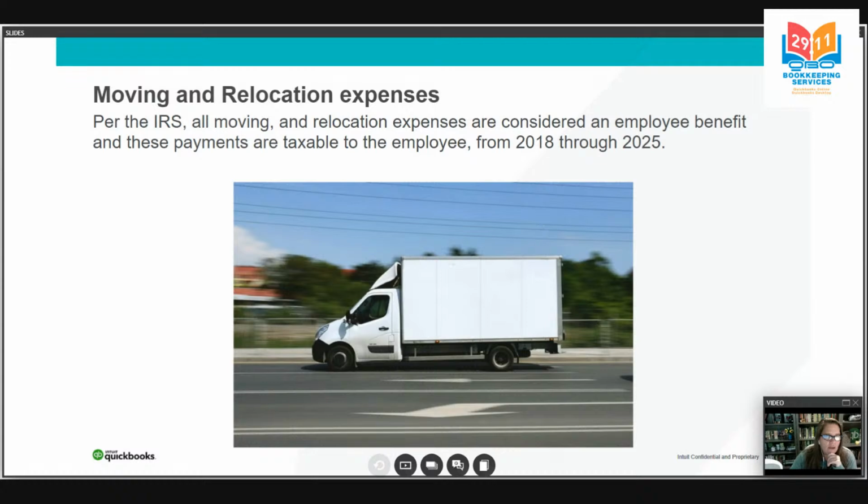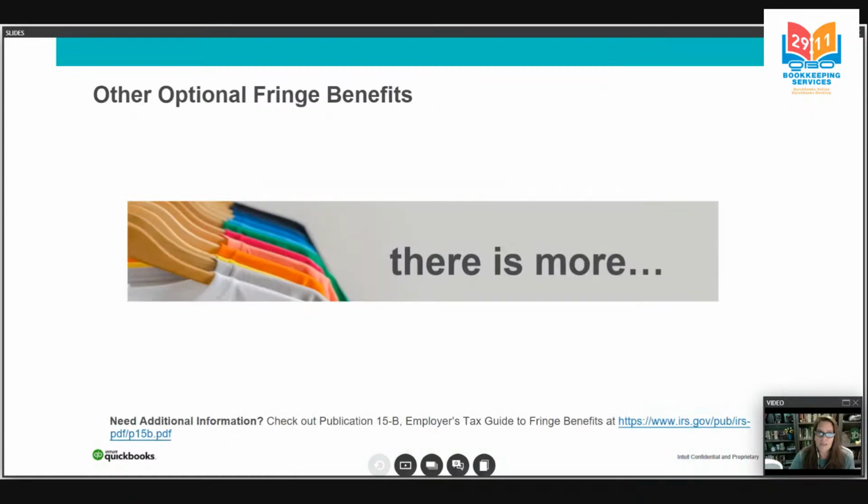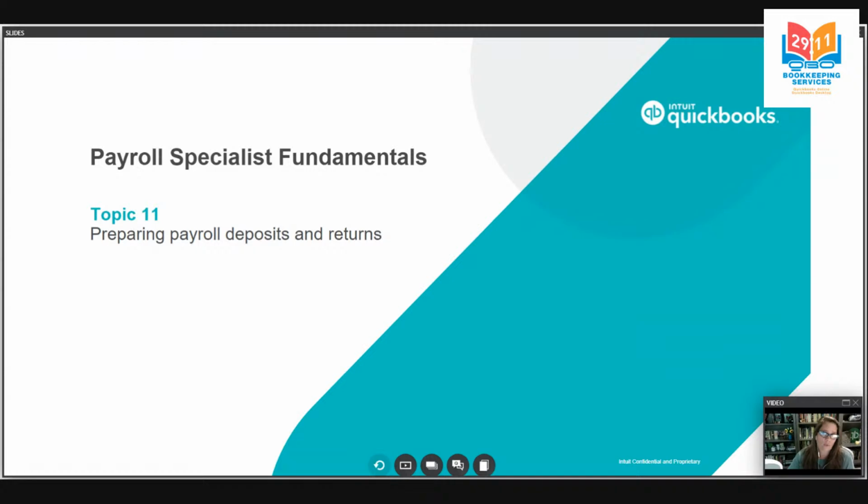Per the IRS, even if your business has an accountable plan for distributing and keeping track of these moving costs, they are still taxable to the employee. So if you pay for them to move, it's a taxable benefit. Other optional fringe benefits: achievement awards, adoption assistance, athletic facilities. Those are all considered taxable income. So if you're offering that, I have a client who has a gym membership for all of her employees, and that is added to their wages.